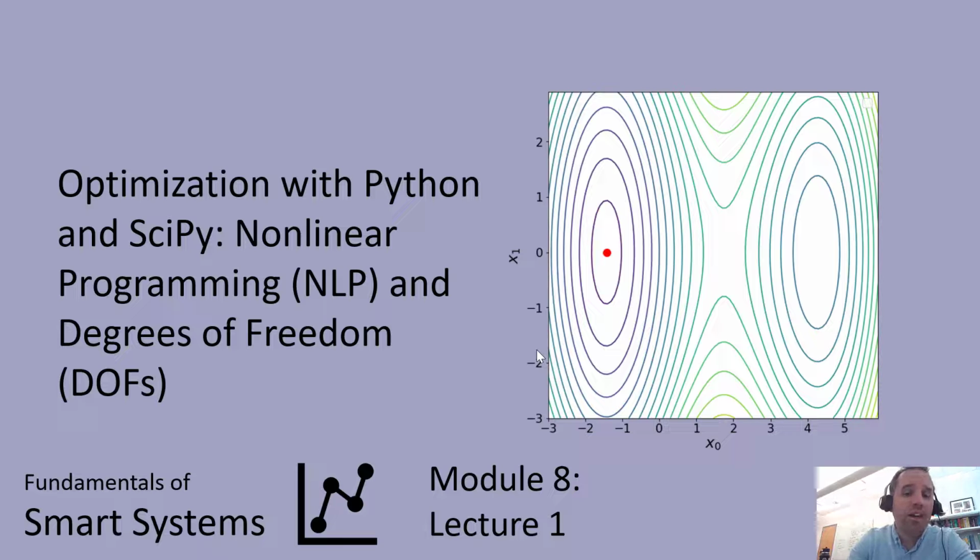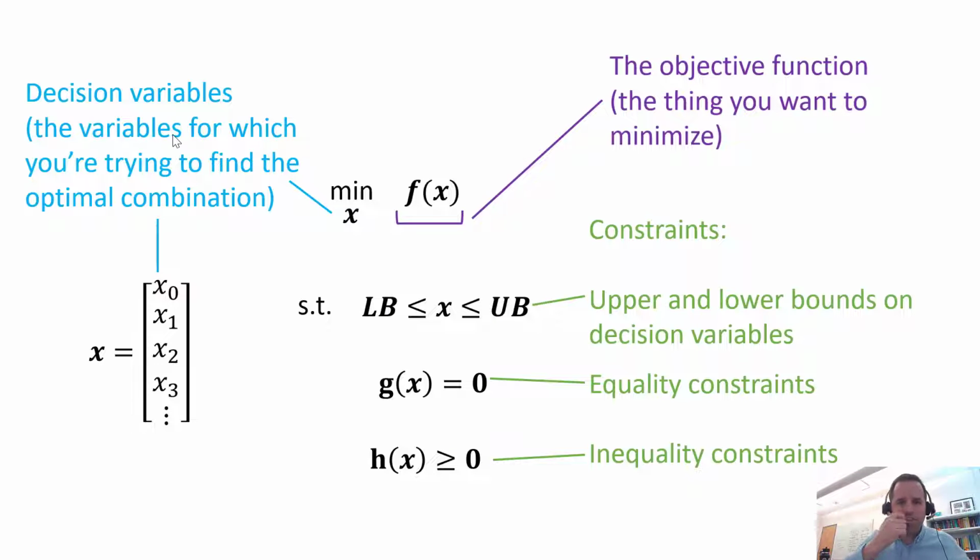Hi, today we're going to be talking about nonlinear programming, or NLP, and degrees of freedom in optimization. So previously we've talked about optimization. In Module 7, all of the optimization problems we were solving had a specific format of the objective function, and specifically the objective function we were dealing with was quadratic, which technically is nonlinear. We also talked about some constraints, and we specifically had linear constraints.